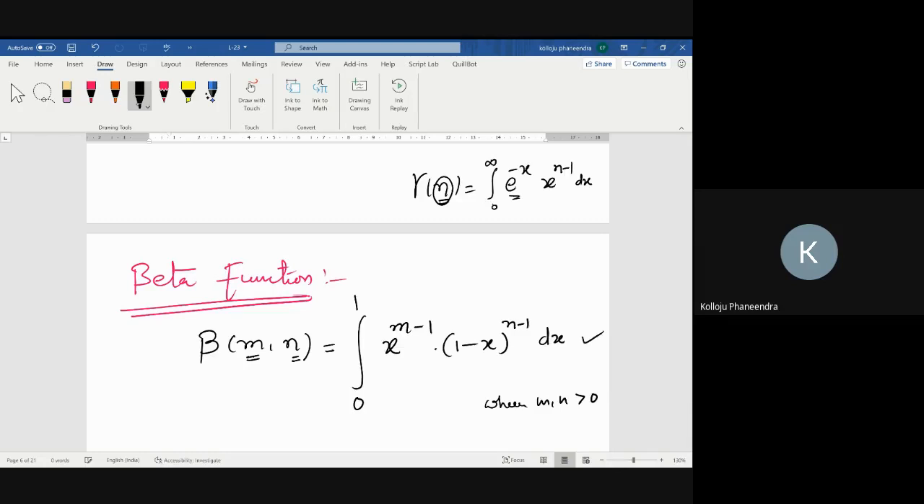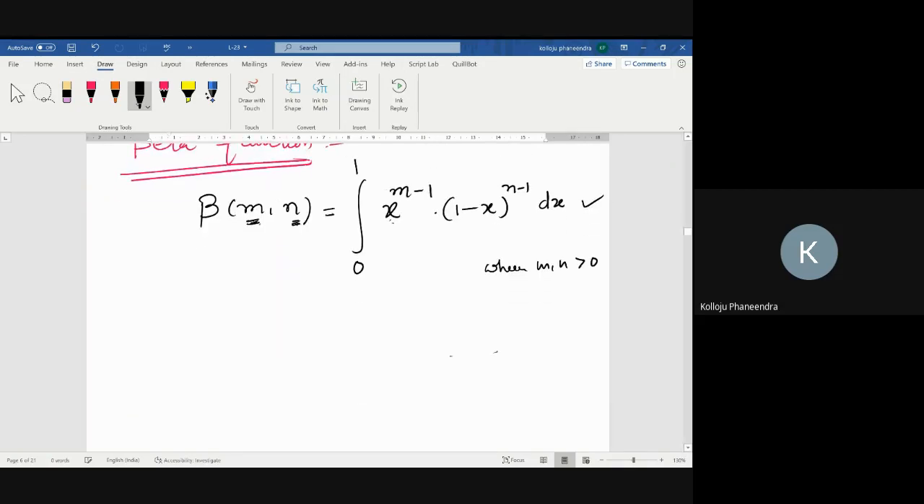Once again, beta m n: m is the power of x, n is the power of 1 minus x. Keep this in mind. Once again, how to remember this? Beta m n, limits are 0 to 1, write x and 1 minus x, dx. This m means x power must be m minus 1. This n means 1 minus x power must be n minus 1. Like this, you remember. This is beta m n.